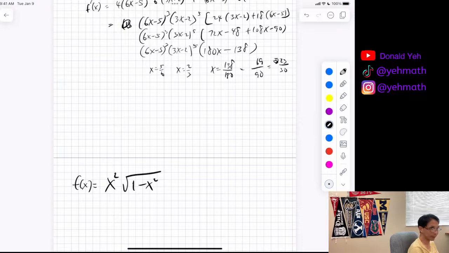I need fruit. Wait, you get fruit at Starbucks? No, not at Starbucks, like Publix or something. Is that a 6 or a 2? X squared, square root of 1 minus x squared.